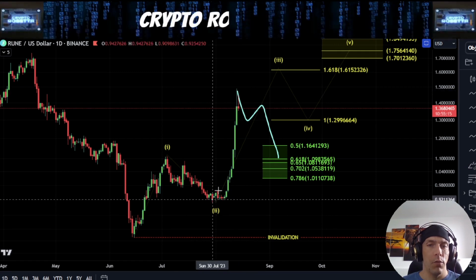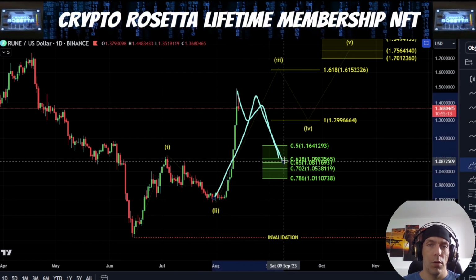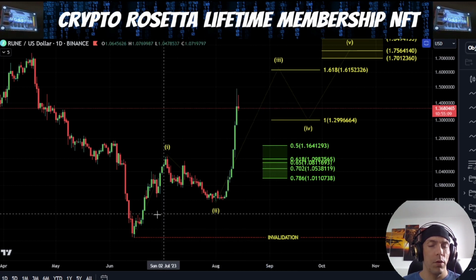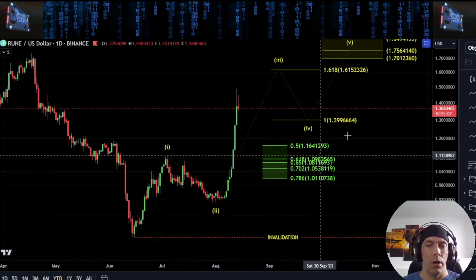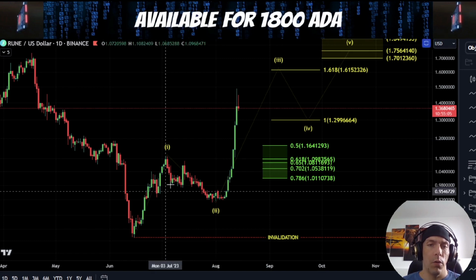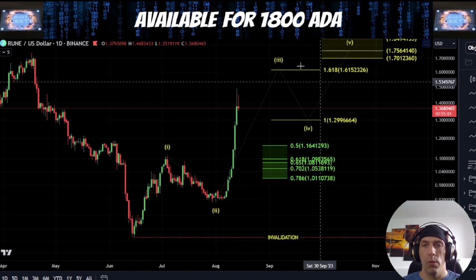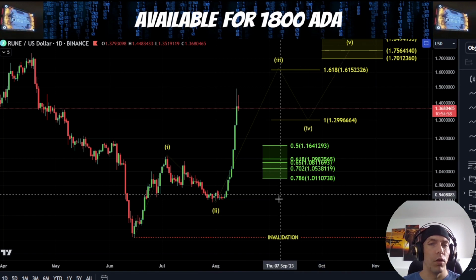But effectively, if we do see something like this, then we could be looking at this third wave just looking to extend out deeper, and what we would be looking for then is actually a much more powerful move to the upside. Now if however we are saying that this third wave could potentially be incomplete, what we are looking for is, like I said, this target here of this 1.61.